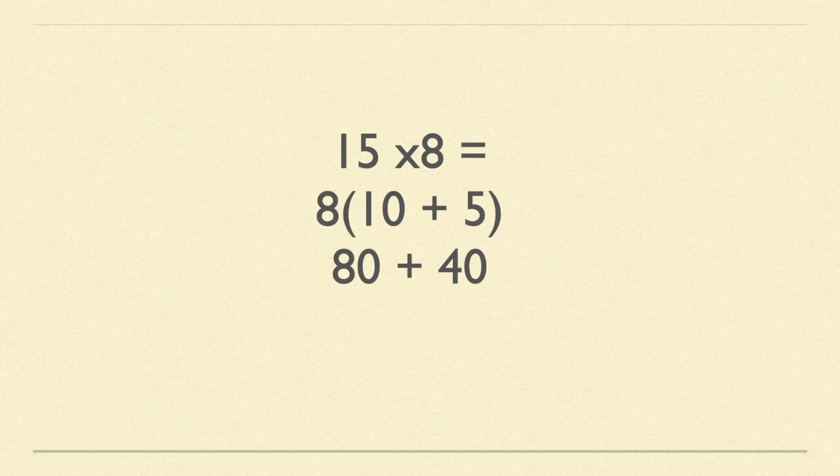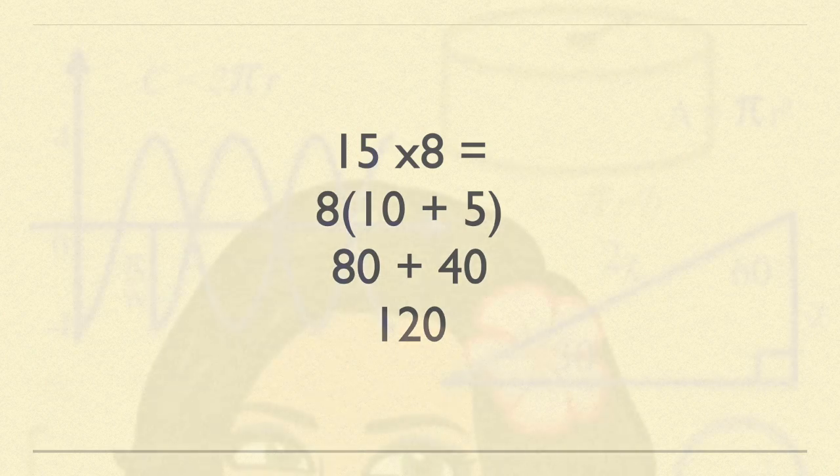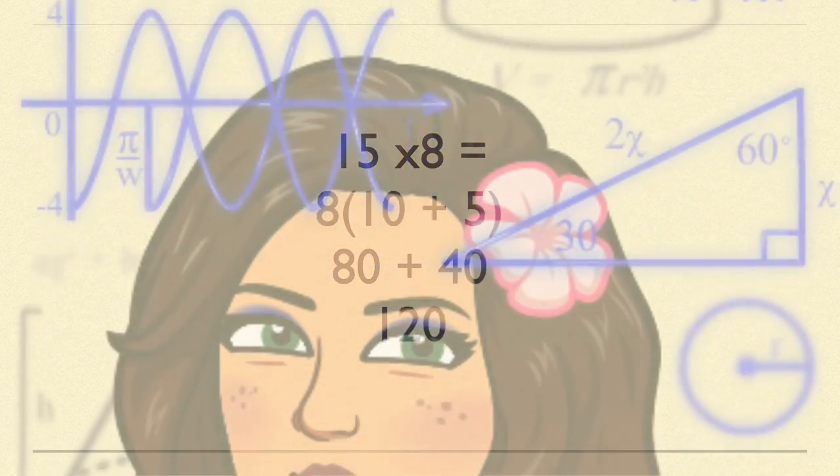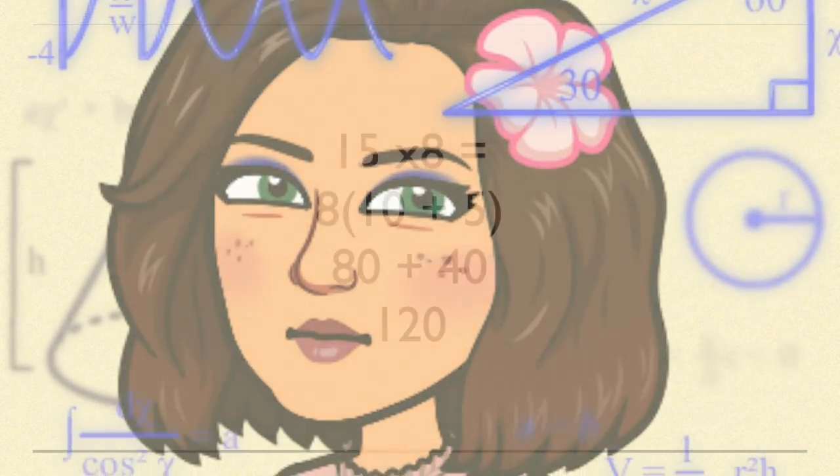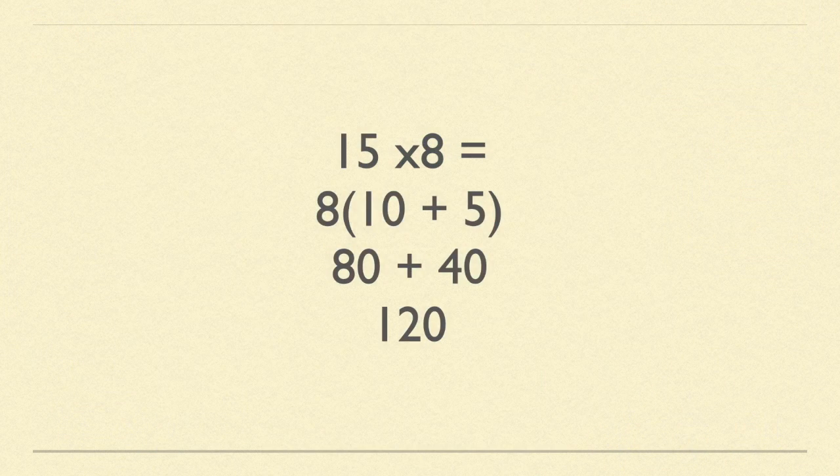So I could just add those up together to get 120. That way I can do 15 times 8 in my head because I could pull it apart into numbers that I like and put it back together again. That's really easy for me.